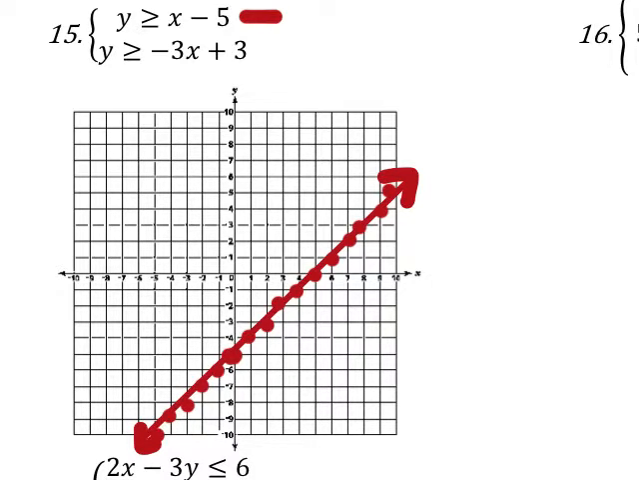Now, this is a solid line because the inequality is also equal to. Next, I'll go ahead and graph this next line in purple. You can see here I'll start at my y-intercept at 0,3, and I'll use the slope to figure out these other points.